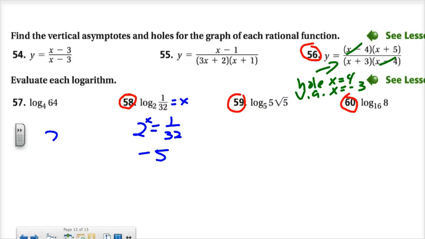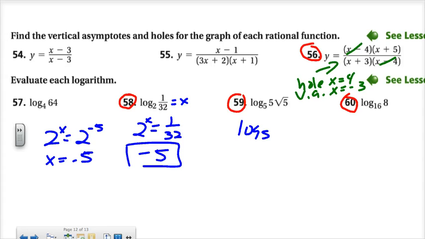Or you could do this, 2 to the x equals 2 to the negative 5th, and then go from there. And that would be x equals negative 5. So getting those common bases is also another way to do this. Any way you do it, your answer is going to be negative 5. Now 59, that's a fun problem.